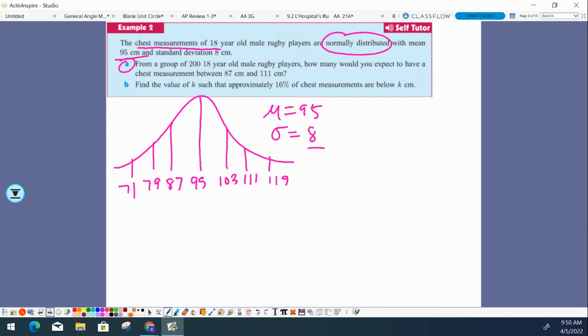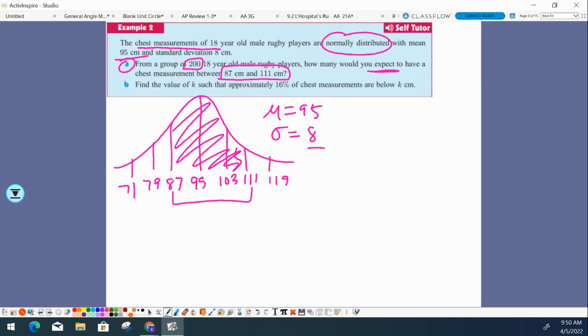All right. Now notice it says from a group of 200 players, how many would you expect? So that's going to be our expected value to be between 87 and 111. So 87 and 111, we can calculate the probability by looking here.